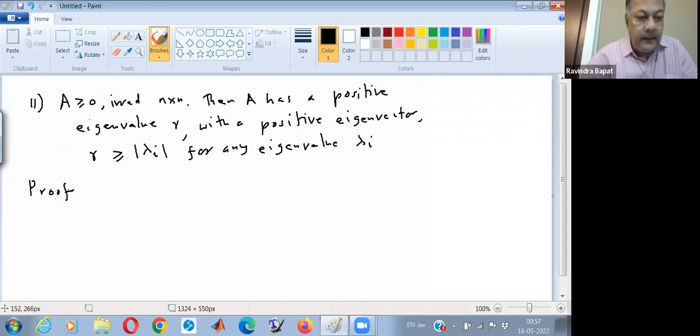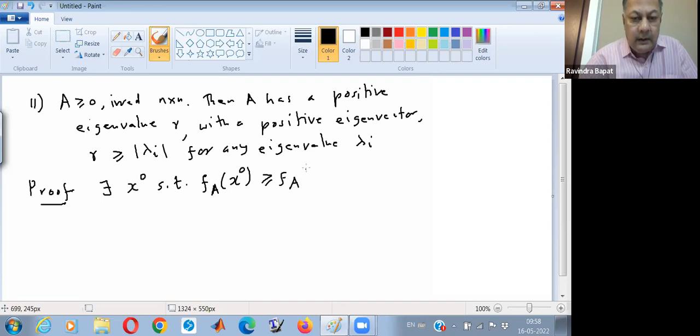So we know that f_A attains its maximum. So there exists x_0 such that f_A has its maximum at x_0. That means f_A(x_0) is greater than or equal to f_A(x) for all x. x_0 is also in E_n.